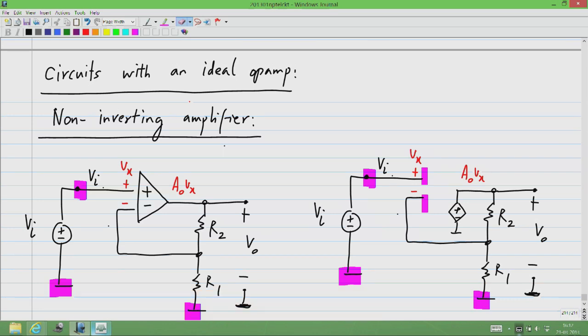Okay, then please try to answer this question. If the voltage at this node is V0, what is the voltage at this node? Okay, that is at the junction of R1 and R2, what is the voltage? Please try and answer this question.